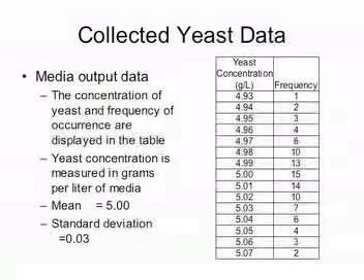100 samples were taken from the chemostat over a 100-minute time span. The concentration of yeast ranged from 4.93 to 5.07 grams of yeast extract per liter of media. The frequency of the sample data are recorded in the table provided here. The mean value of this data is 5.00 and the standard deviation is 0.03.